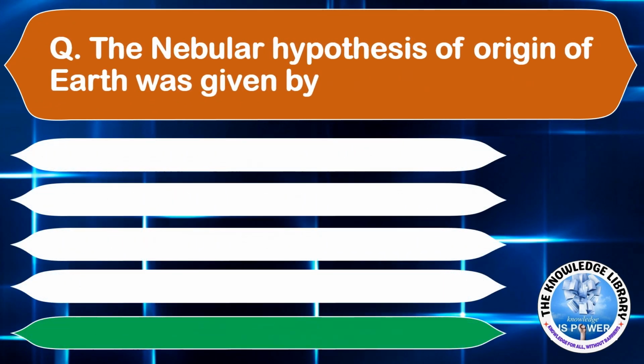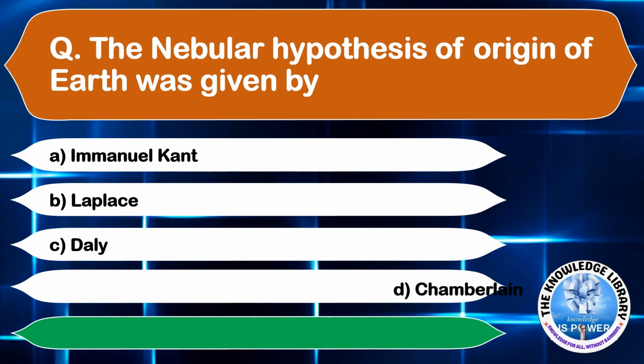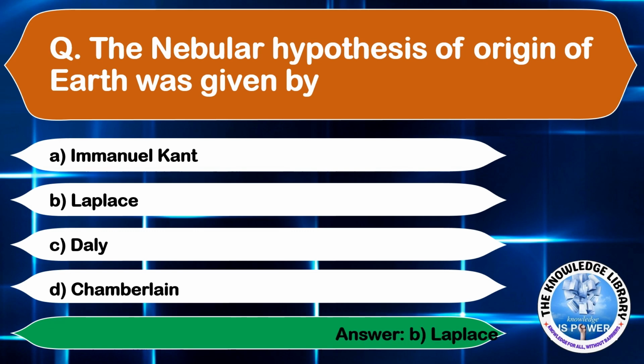Moving on to the next question. The nebular hypothesis of the origin of the Earth was given by option A, Immanuel Kant. Option B, Laplace. Option C, Delhi. And option D, Chamberlain. The correct answer is option B, Laplace.